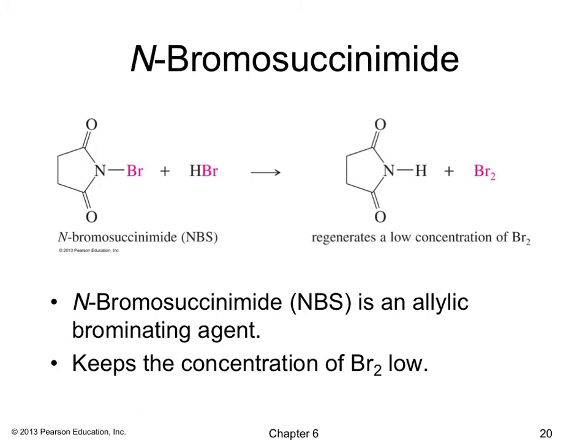NBS, or N-bromosuccinimide, shown here, in the presence of HBr, reacts with HBr to generate Br2. NBS, or N-bromosuccinimide, is an allylic brominating agent. It actually keeps the concentration of Br2 low so that it can selectively brominate at the allylic position. So here's a new reagent.